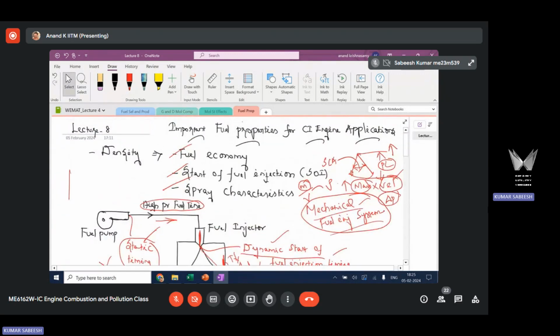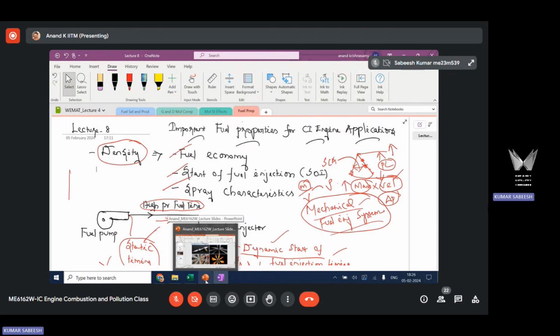Okay, so density has a role because density affects the penetration length through its effect on the spray momentum. Also, high density fuel generally has a larger drop size. So we discussed this. Larger drop size will also delay the vaporization. We want a very fine drop. We call it finer atomization. Very small or fine drops will result in quick vaporization. Larger drops will delay the vaporization. Eventually it will affect the mixing and thereby it affects the combustion phenomena in the diesel engine. So these are the typical effects of fuel density in a CI engine. It affects fuel economy, it affects spray characteristics, and it also affects the injection timing, only in mechanical systems.